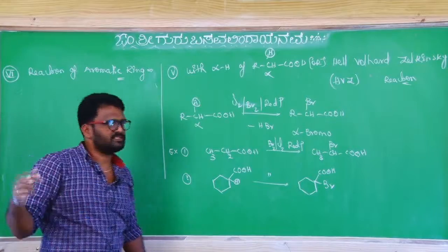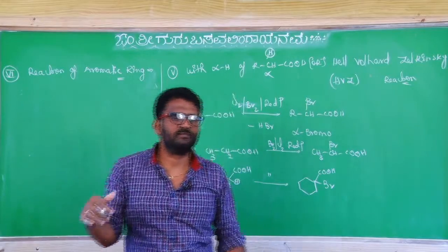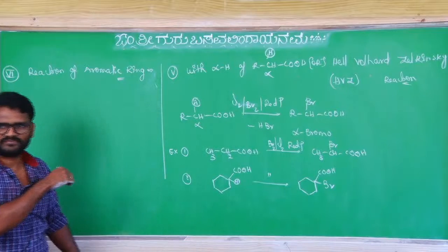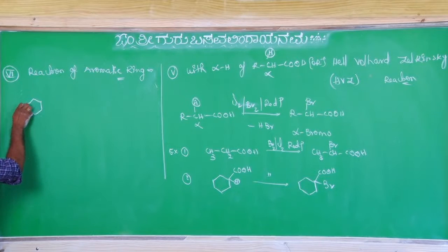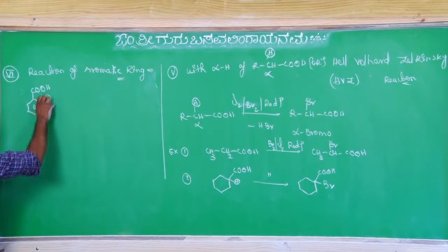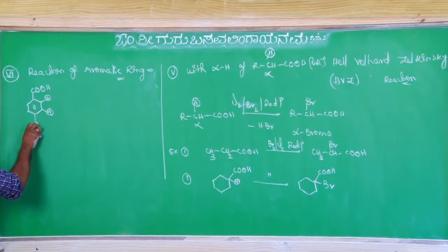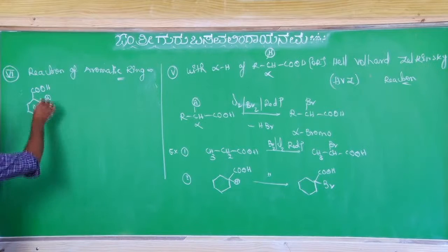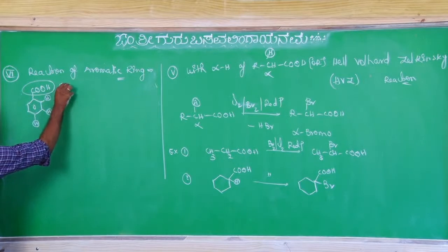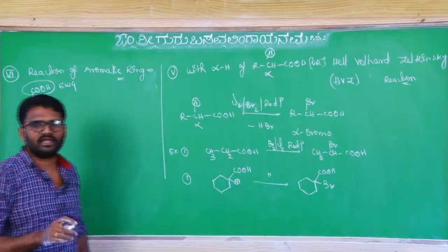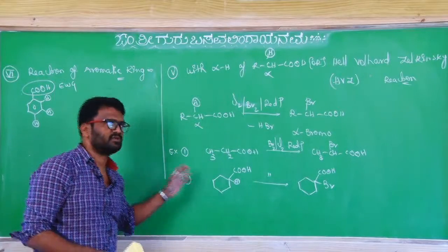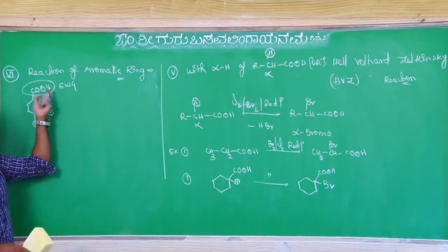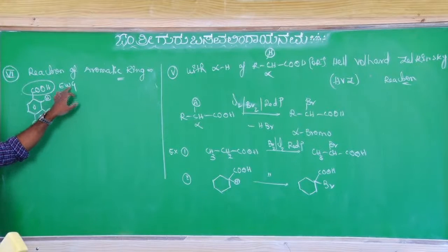When there is an aromatic ring, what is the name of the compound? Benzoic acid. You can take it as the best example to get aromatic substitution. When we have benzoic acid, there are possibilities of ortho, meta and para. So what is the nature of this carboxylic group? This is an electron withdrawing group, or ring deactivating group.